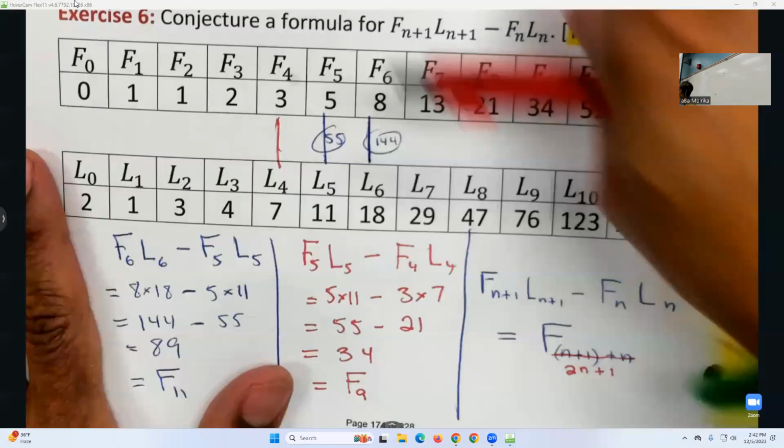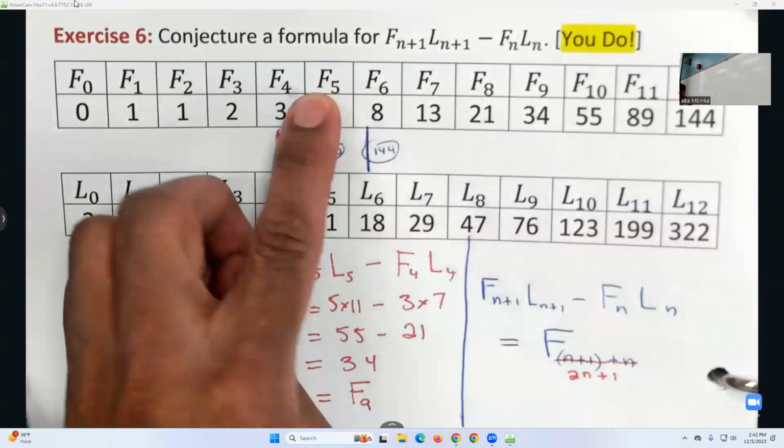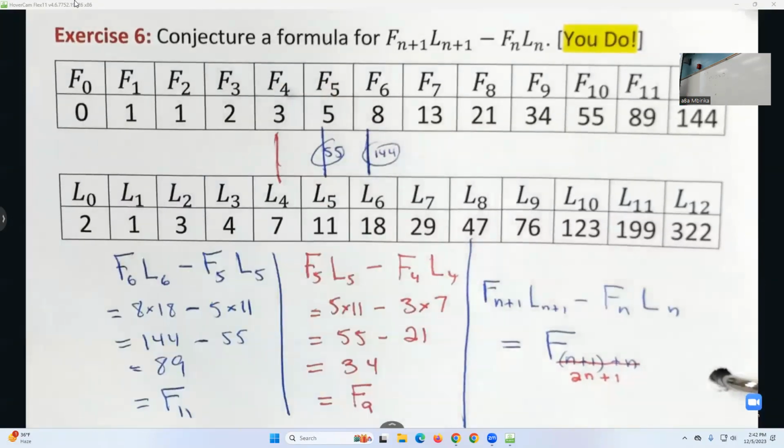You are going to be asked questions like this, but you're also going to be given new things like f5 squared plus L5 squared, and it's going to ask you to make a conjecture of what that is.